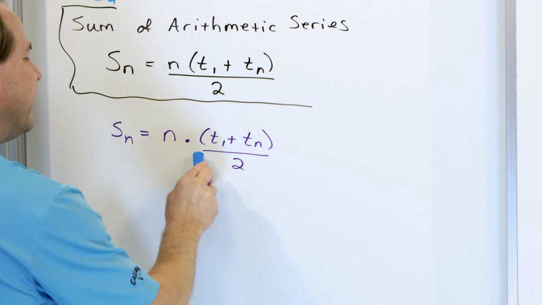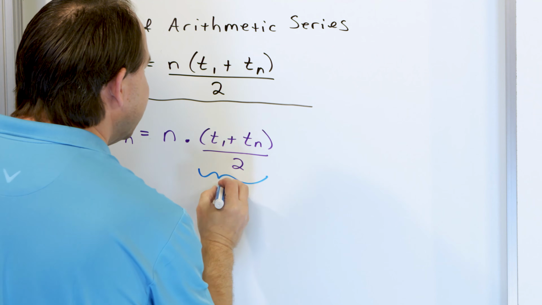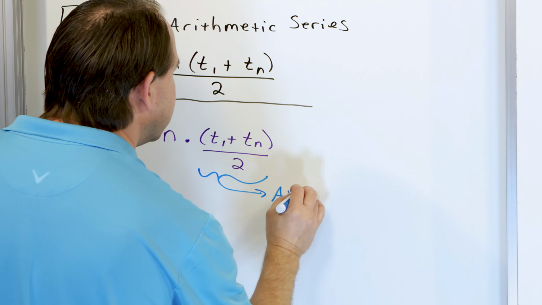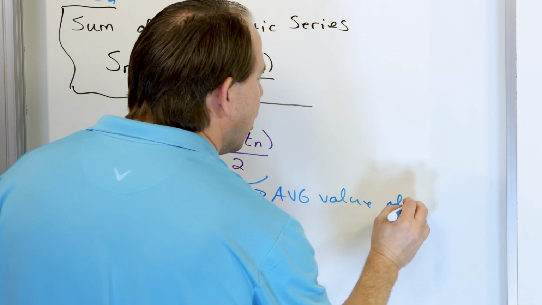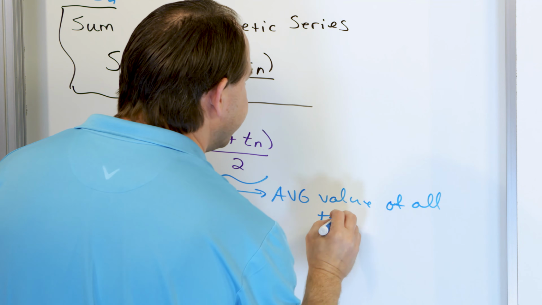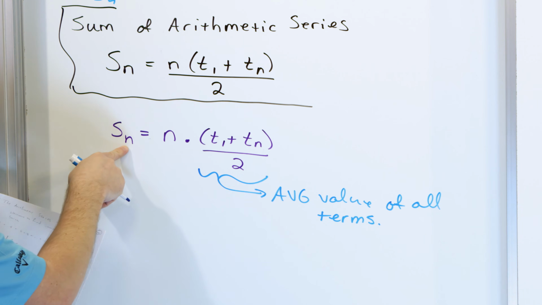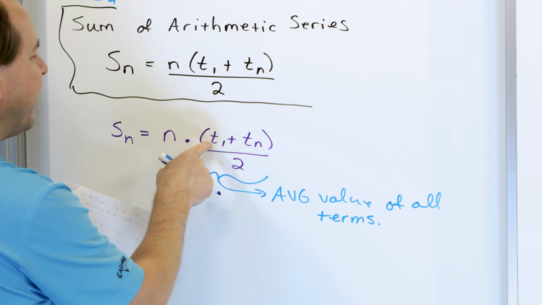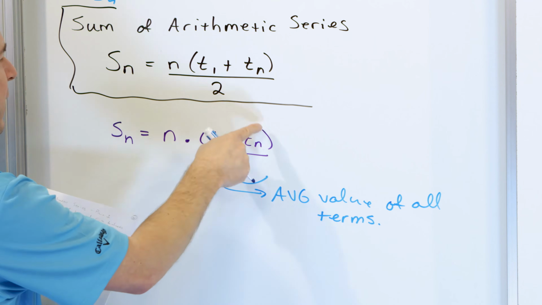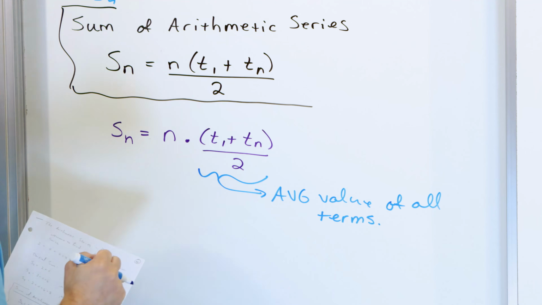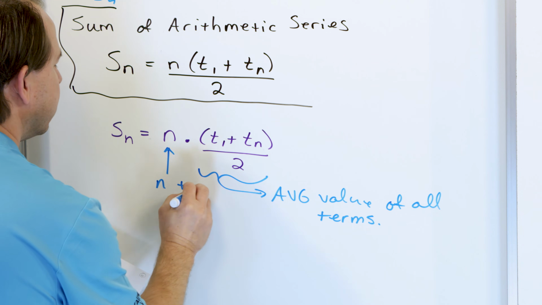What is this term? This term is the average value of all terms in the series that I'm considering, because I'm only trying to add up to the nth term. So if I take the first term plus the nth term, the last one that I'm considering, and I divide by 2, then this is just the average value of those terms, right? And then of course I'm multiplying by n terms.